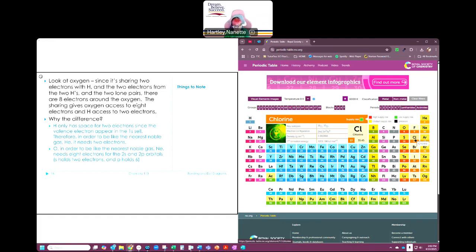Now, why the difference? H only has space for 2 electrons since its valence electrons appear in the 1s shell. So it only gets access to 2. And oxygen, to be like the nearest noble gas neon, needs to have 8 electrons, the 2s and the 2p's. So a total of 8. That's what we were talking about with that difference. That first row only gets 2, everything else wants a total of 8.